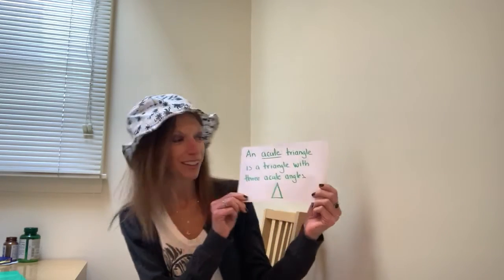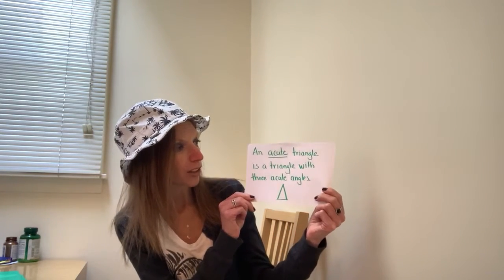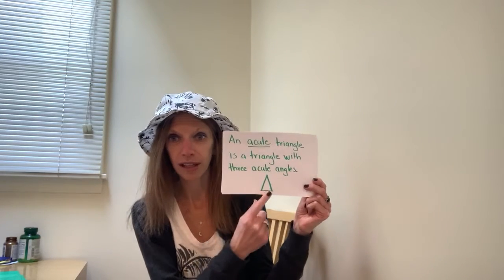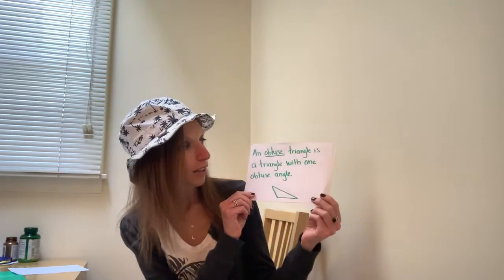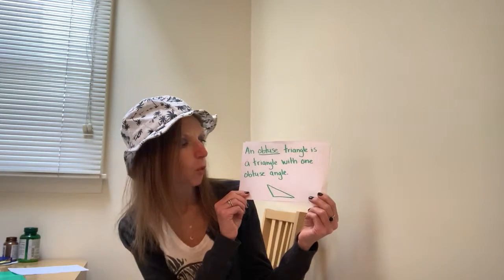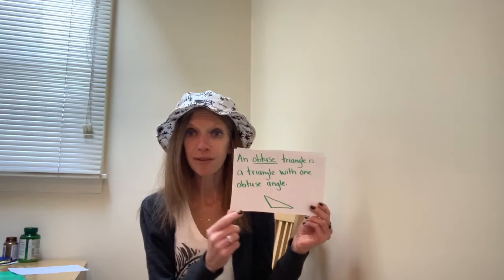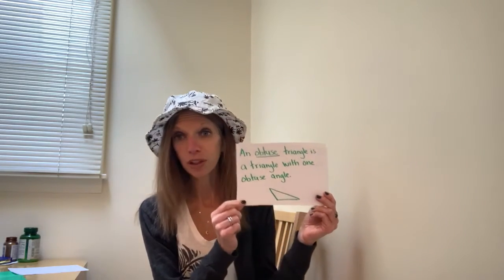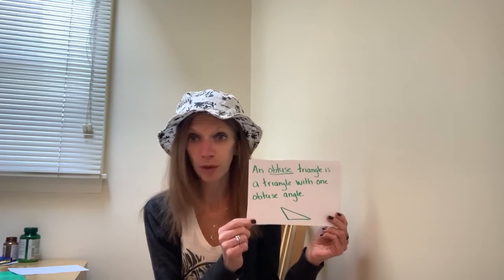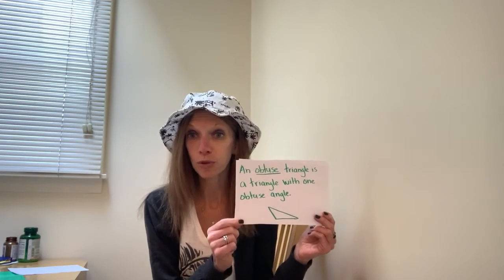So let's go over. We'll start with my favorite triangle, the acute triangle. So remember, an acute triangle is a triangle with 3 acute angles. Simple. Okay, then we have an obtuse triangle. An obtuse triangle is a triangle with 1 obtuse angle. And there it is. And remember, I've said this before, even though there's 2 acute angles in it, as soon as you see 1 obtuse angle, we know it's an obtuse triangle.